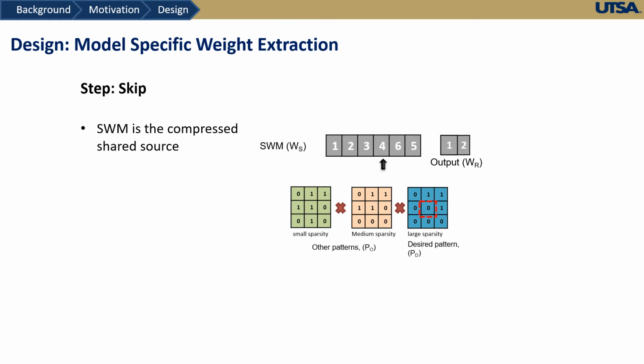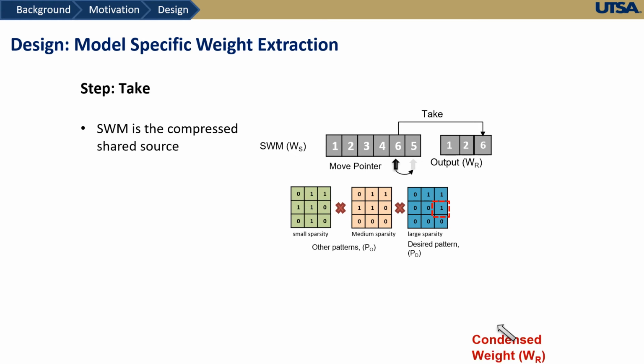Now we move to the next. This is also 0, and we will look for the other models. Here is a 1, so this falls into the skip state. We will move the pointer, but we will not take anything. So we will continue doing this. This falls also into the take steps. And after finishing the iteration through the desired pattern, the output consists of the condensed weight.